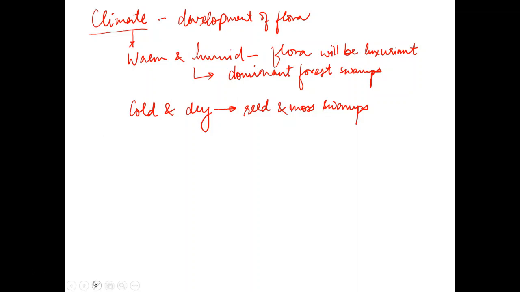So the tropical latitude areas which have the warm and humid climate lead to the formation of these forest swamps, and we sometimes also call them tropical swamps. So what are tropical swamps? These are located in the tropical region, and you all are aware of the tropical climate, which is warm and humid. So the tropical swamps can renew the floral growth very fast.